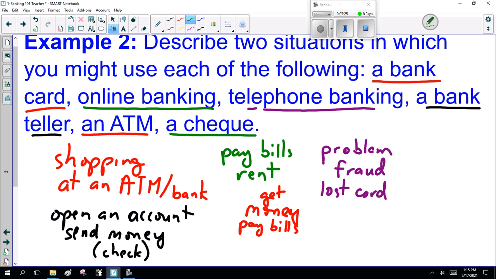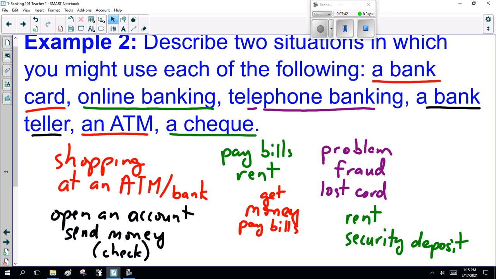When do you write a check? Well, rent, security deposit. Yes. Some of you guys have your own apartment? Not yet. Most of you not yet, but soon you will. Scary how quickly that comes.